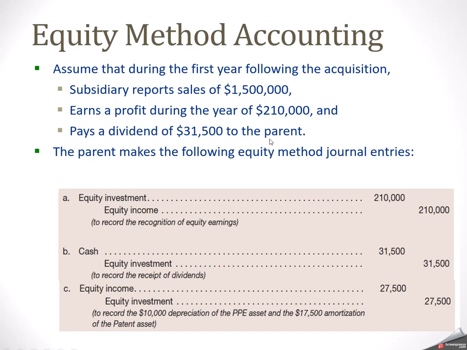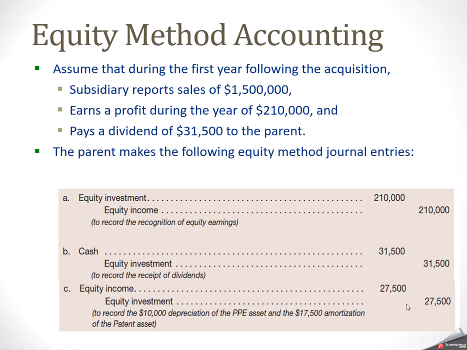Then when the company, the subsidiary company, pays dividends, in a sense, it's a return of that equity income. So we do not record dividend income. We receive the cash and we reduce the value that's in our equity income. So think of it as a return of part of that $210,000. So we're reducing it by the money that they gave us.